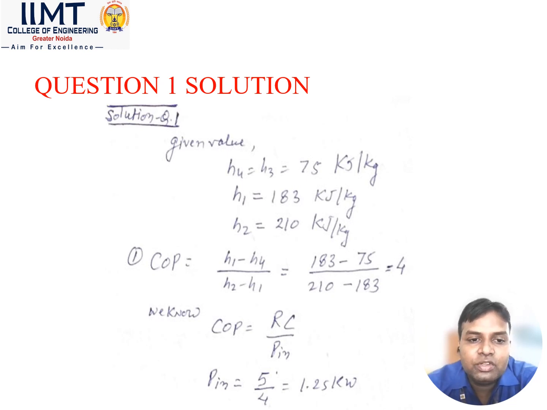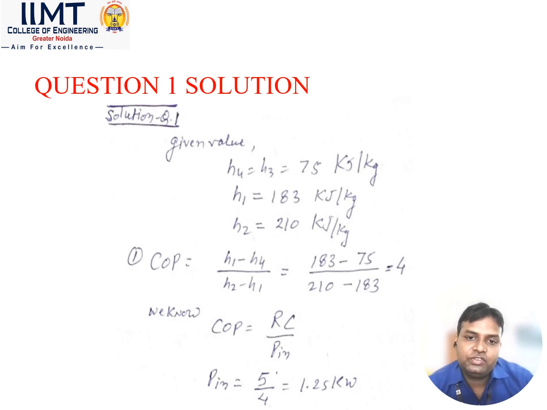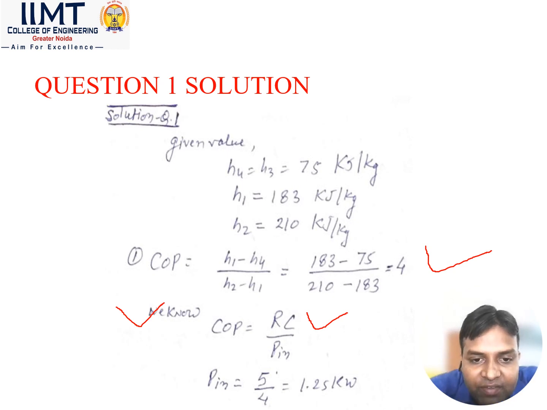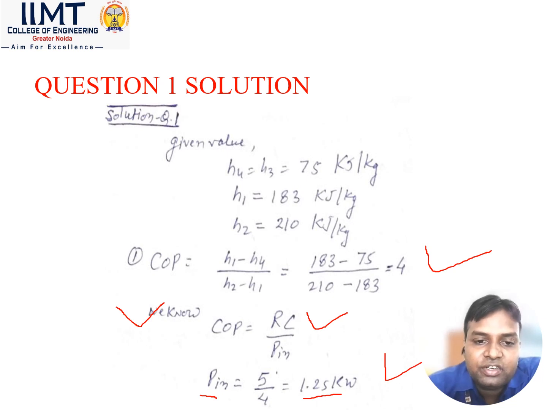To find the COP, we know the equation COP equals H1 minus H4 divided by H2 minus H1. We put these values in, and the COP becomes 4. And we know that COP equals refrigeration capacity divided by power input. In this question they have given the refrigeration capacity, which is 5 kilowatt, and the COP we have already found, so we can find the power input of the refrigeration system, which comes to around 1.25 kilowatt. So this is how the simple calculation is done on a vapor compression numerical.